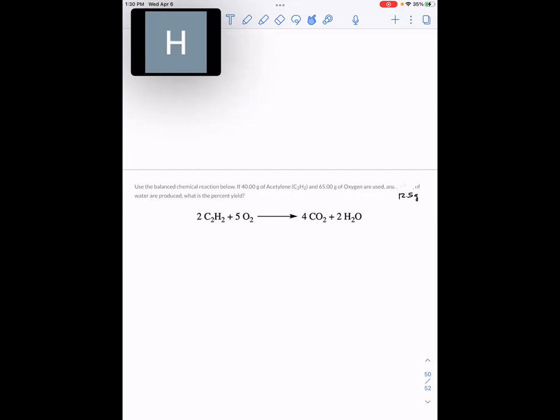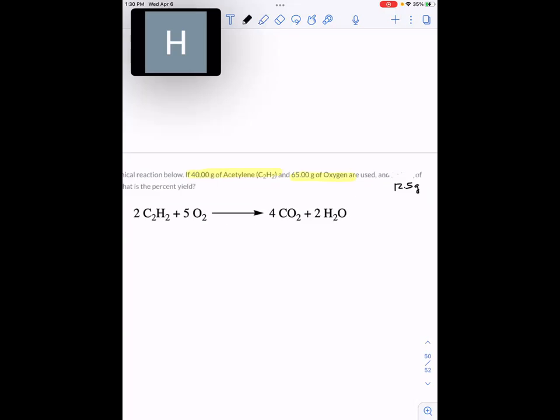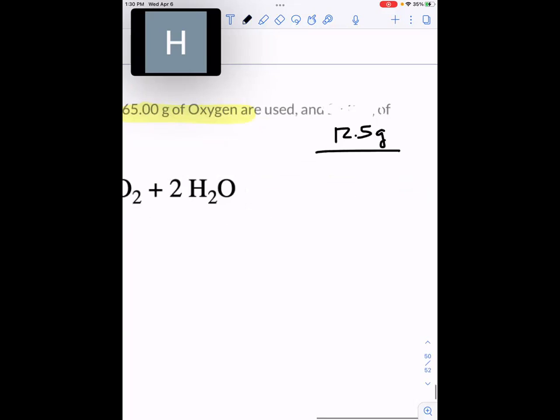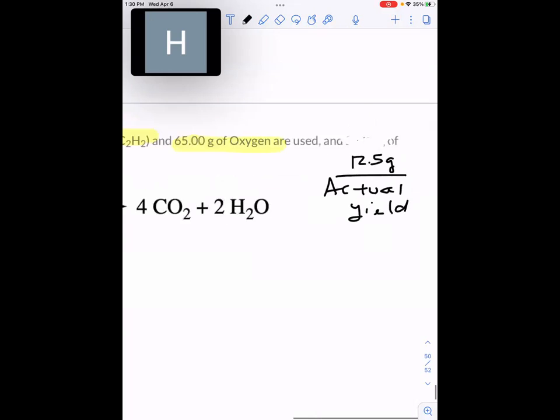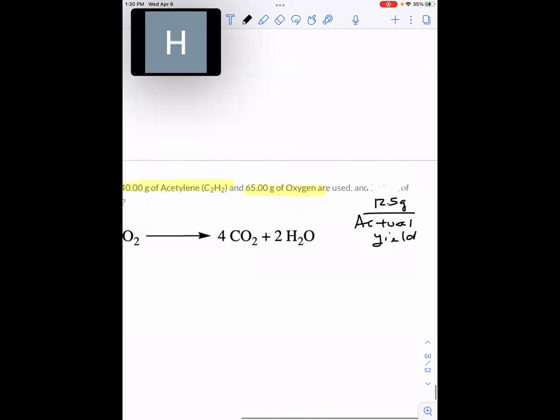All right, so let's take this reaction right here, and let's read the question. It says use the balanced chemical equation below. If 40 grams of acetylene and 65 grams of oxygen are used, and 12.5 grams of water is produced. Let's go ahead and get this out of the way. This is my actual yield. All right. So it's telling you how much water we get.